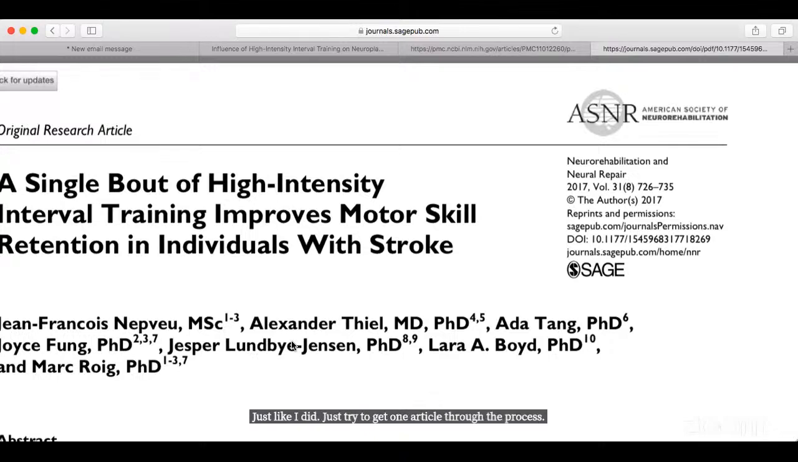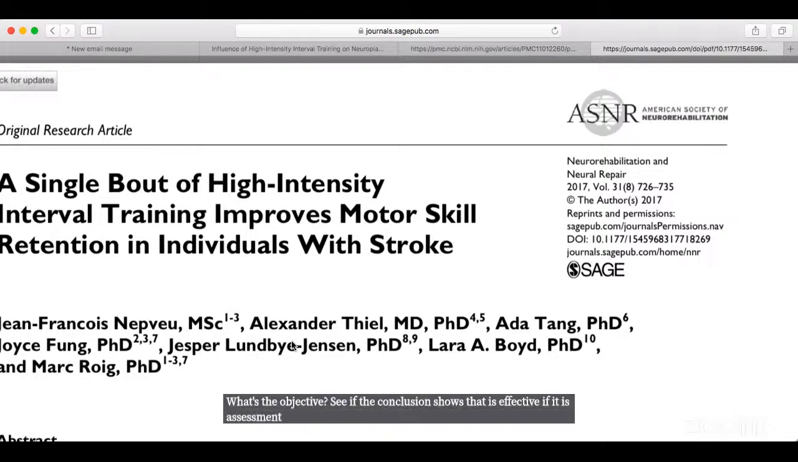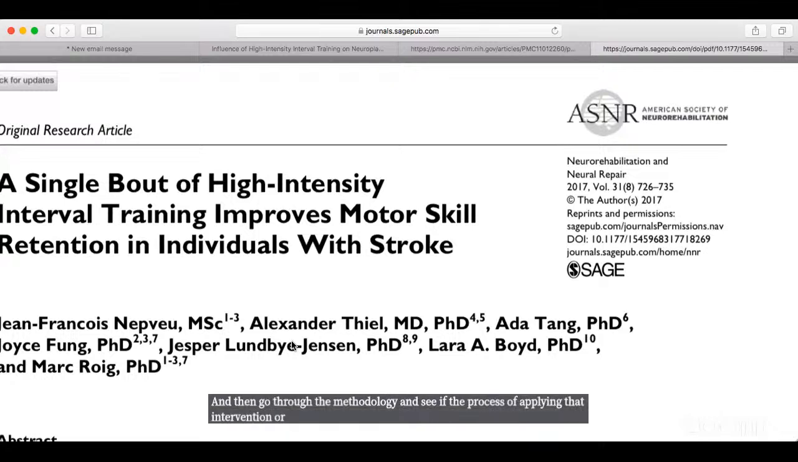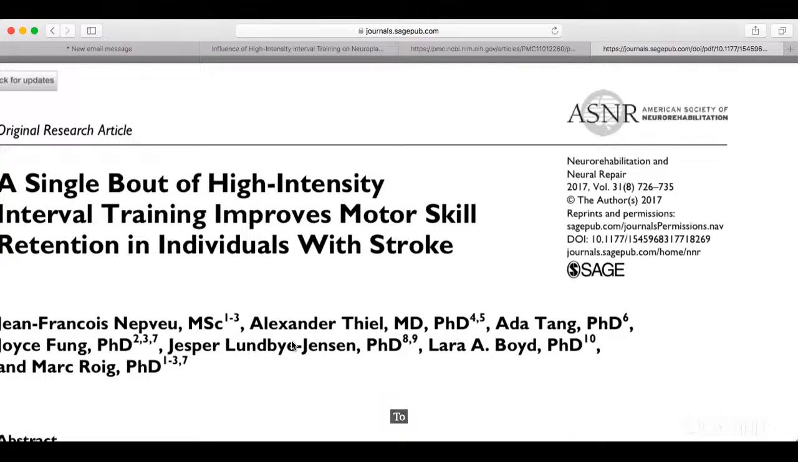Go through the abstract. What's the objective? See if the conclusion shows that it's effective. If it is an assessment, see if it is valid and reliable, and then go through the methodology and see if the process of applying that intervention or that assessment is clear to you, whether you can apply it on your patients. If you can't, how do you think you can get the training to be able to learn how to apply it on your patients?